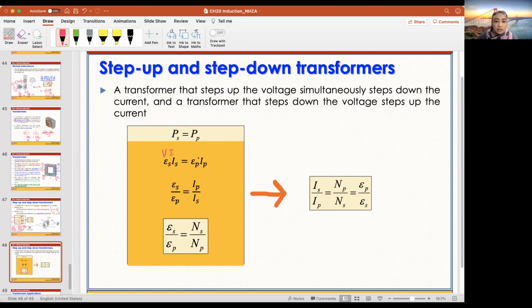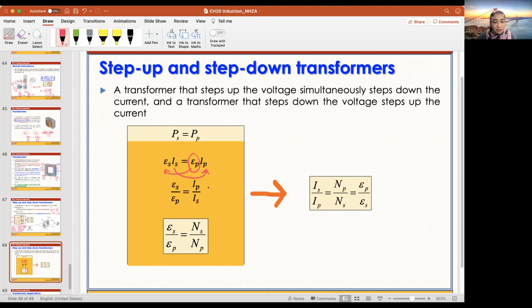So you divide these two equations. So you divide and rearrange. I bring the primary EMF over here and the secondary current over here. So I will get EMF secondary over primary EMF equals primary current over secondary current.